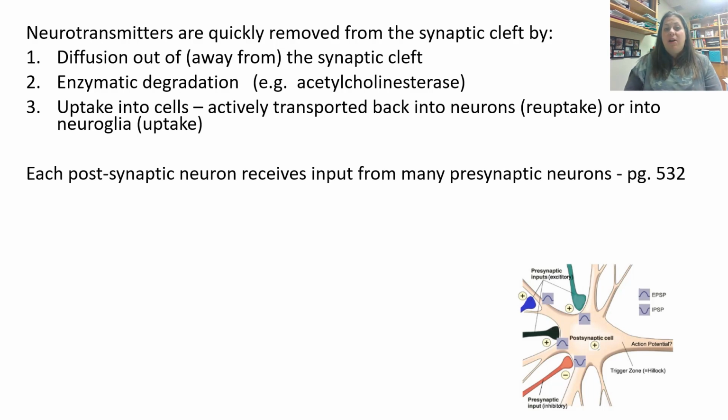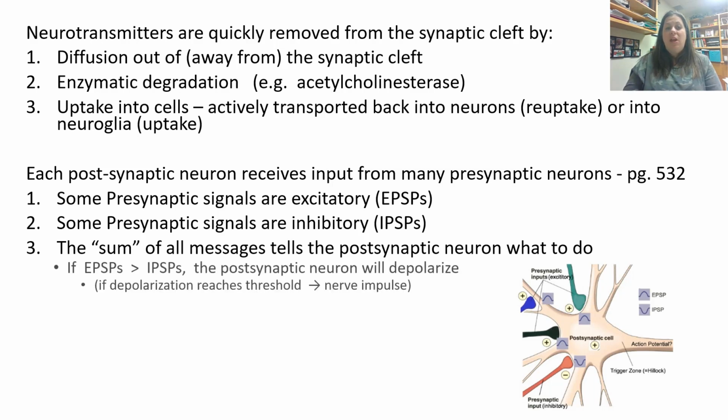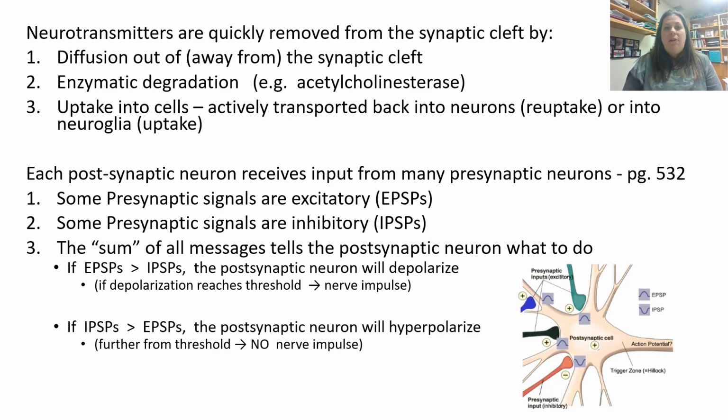Now, each postsynaptic neuron receives input from many presynaptic neurons at once. And so some are going to send excitatory signals and some are going to send inhibitory. This is where the sum of all the messages is going to be important. So if the excitatory are greater than the inhibitory, then it will depolarize the nerve, potentially triggering an action potential. If the inhibitory are greater than the excitatory, the postsynaptic neuron will hyperpolarize. This sends it further from the threshold, so no nerve impulse will be sent, no action potential will be sent.